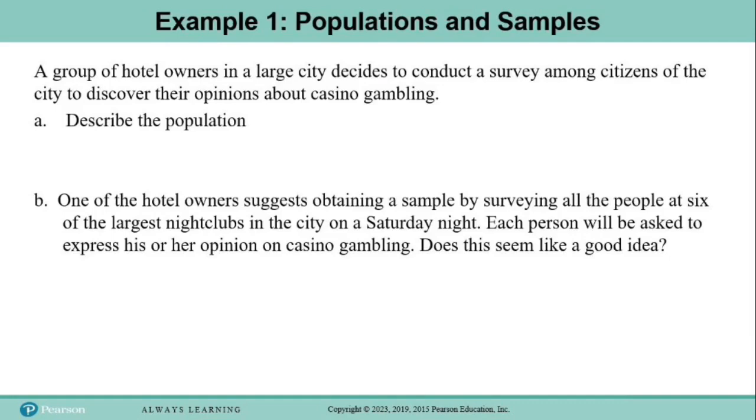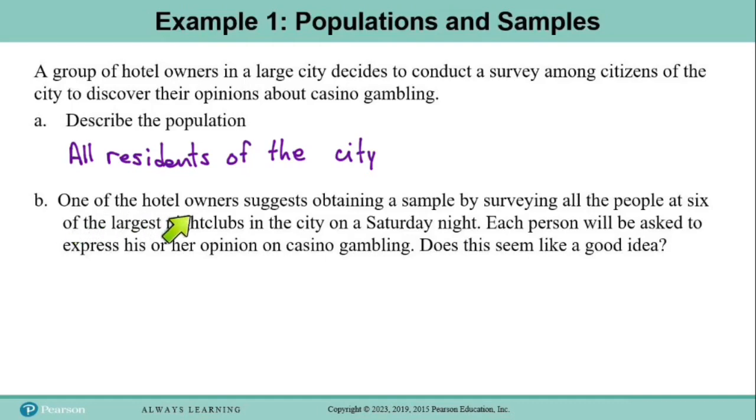So let's go ahead and look at example 1. It says, a group of hotel owners in a large city decides to conduct a survey among citizens of the city to discover their opinions about casino gambling. Describe the population. Now, the population is everyone whose opinion we're interested in understanding here. And it said that they wanted to conduct a survey among citizens of the city. So they're interested in the opinion of citizens of the city. So that's our population. All residents of the city are our population.